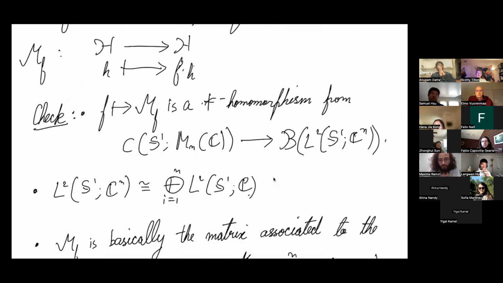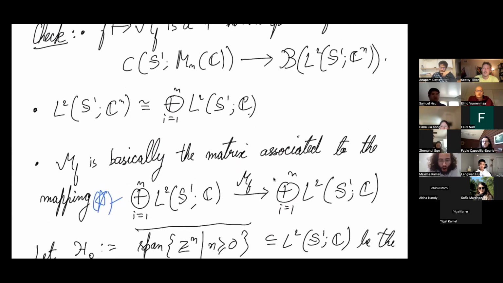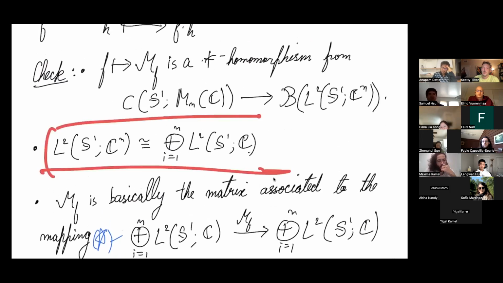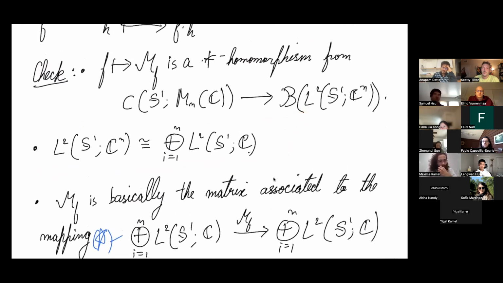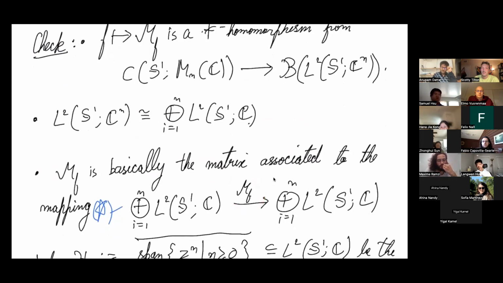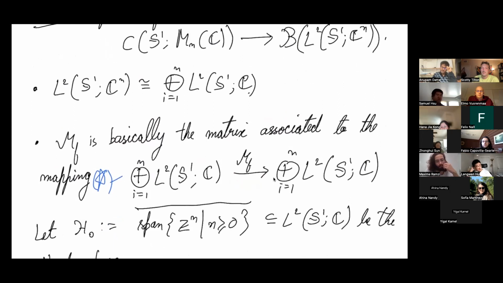And now we want to come up with a certain class of operators which only look at the positive part of our L2 space. But before we do that, we need some technicalities to resolve. First of all, note that we have this extremely canonical isomorphism. If you just think of C^n as n copies of C, you can immediately get this isomorphism. And under this identification, our multiplication by F operator is going to be nothing but a matrix which takes n many copies of L2 of S1 with values in C to, again, the direct sum of n copies of L2 of S1 with values in C.